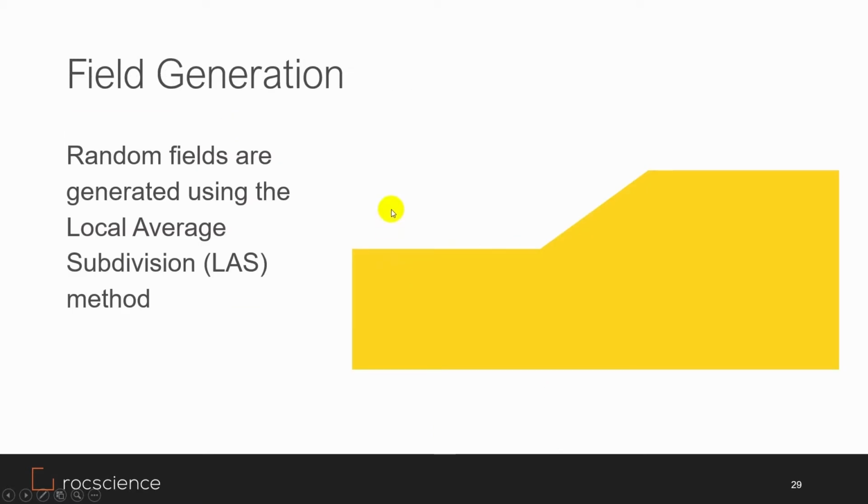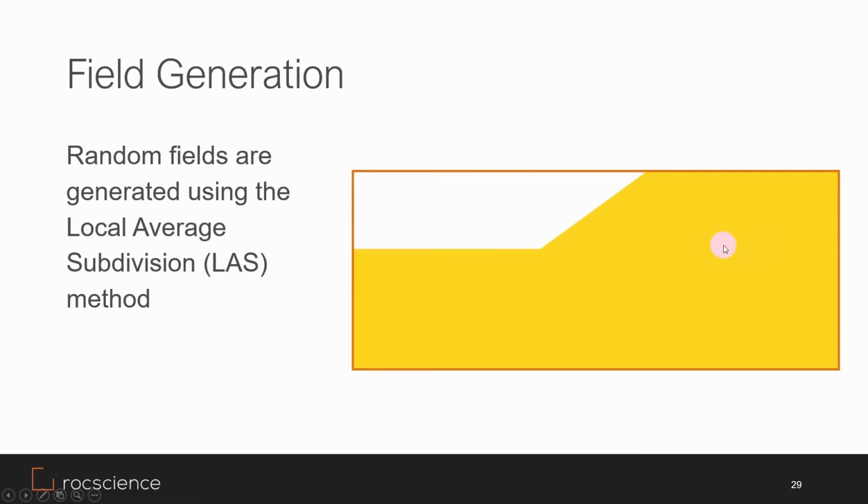Well, this is certainly not something you need to know as a user, but we've provided a little background here on the field generation. In Slide 2, we're using the local average subdivision method, or LAS, to generate these fields. There are many field generation methods available, but this is the most suitable for our purposes due to its speed and accuracy.